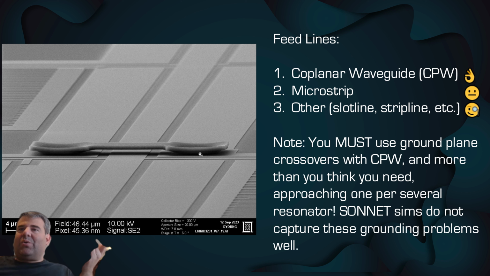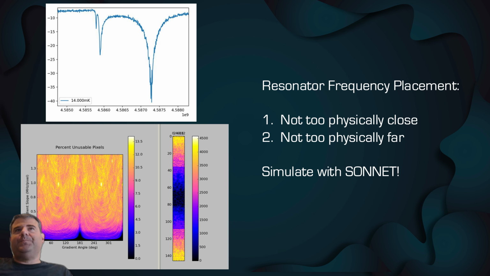And it turns out you need more of these than you think you do. For whatever reason, our Sonnet sims don't accurately capture the problems of these ground plane crossovers. So you need more than you think, maybe even one every couple resonators.